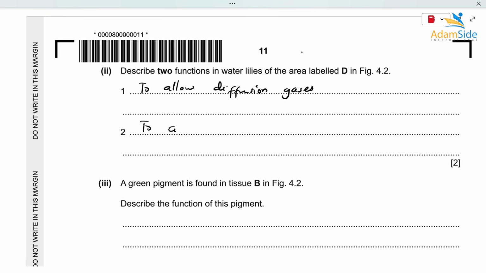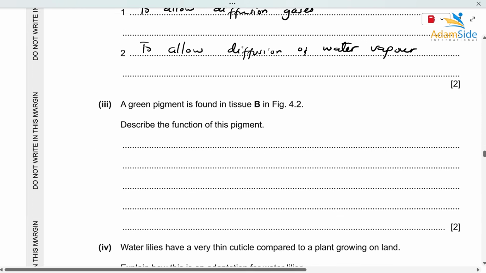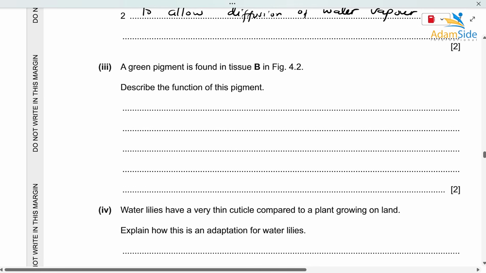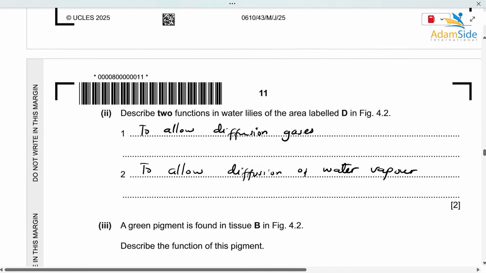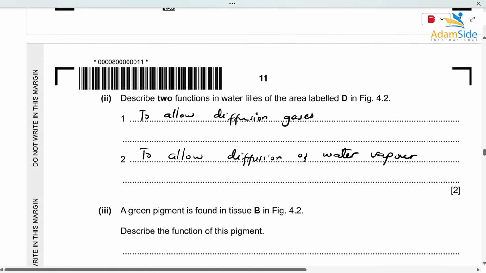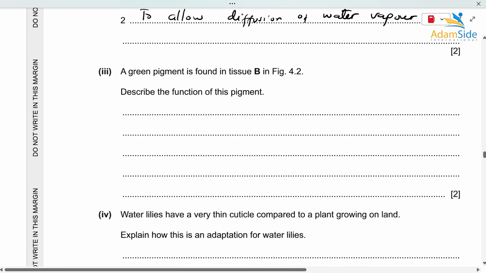So again, to allow diffusion of water vapor, to allow the process of transpiration to occur. Okay, a green pigment is found in tissue B in figure 4.2. Describe the function of this green pigment. Part B is the palisade mesophyll. Now, what is the pigment that is found in it? It is the chlorophyll. All right, now what is the function of chlorophyll?